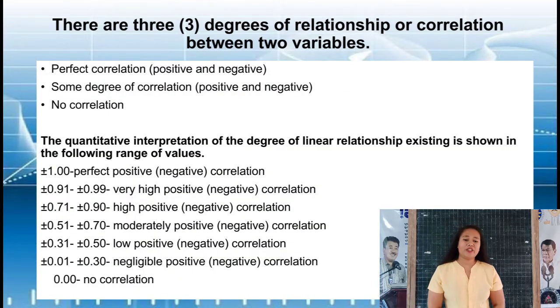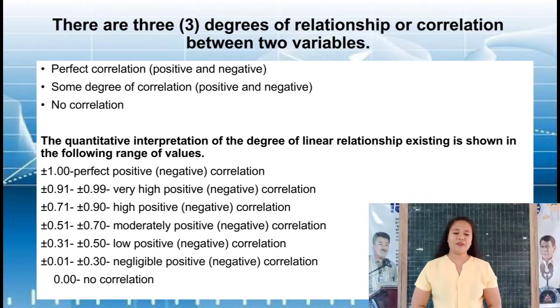There are three degrees of relationship or correlation between two variables. First, the perfect correlation, positive and negative. The second one is some degree of correlation, positive and negative. The last one is no correlation.